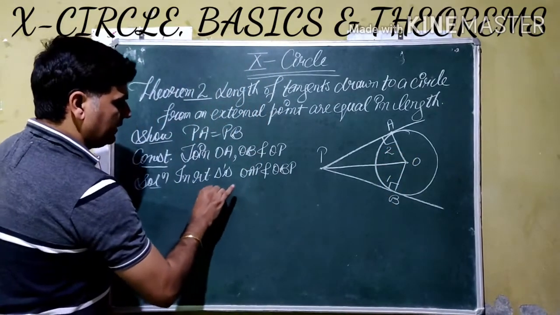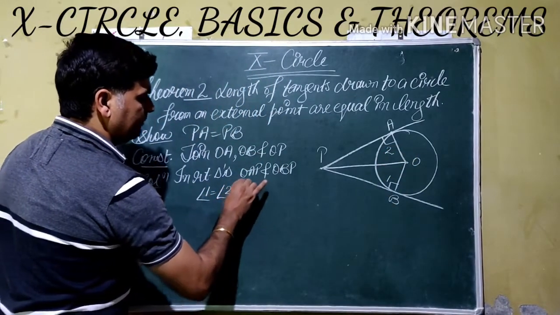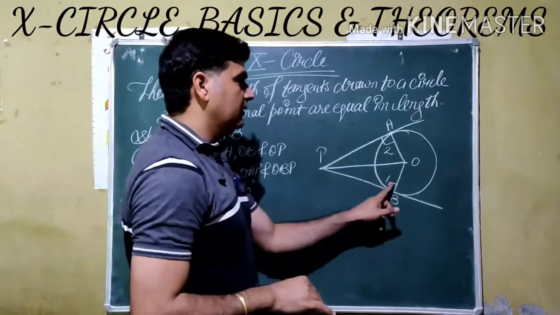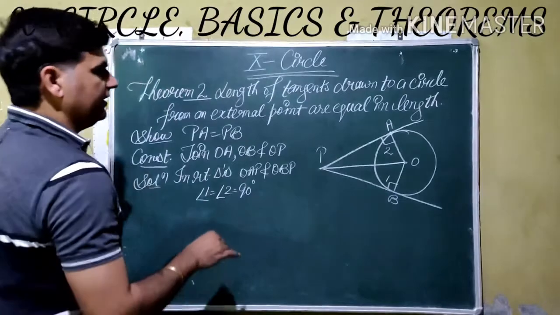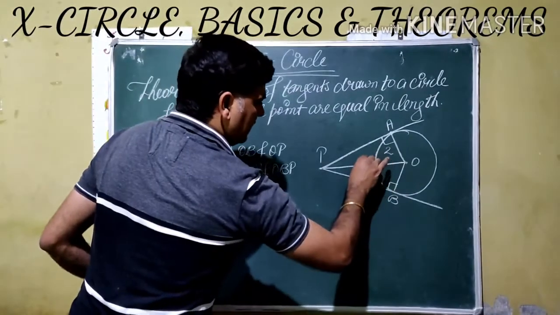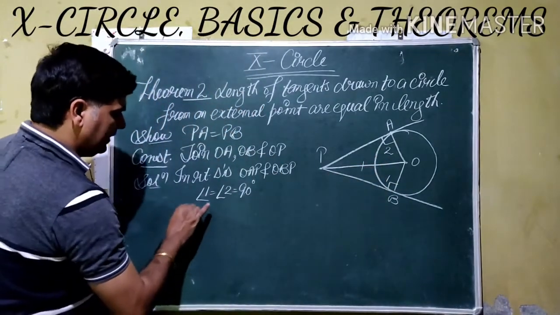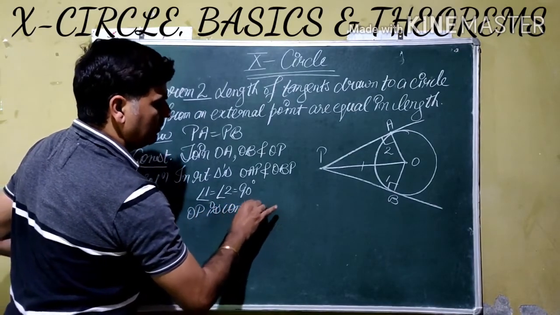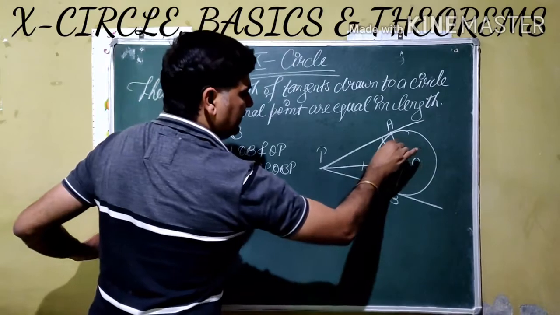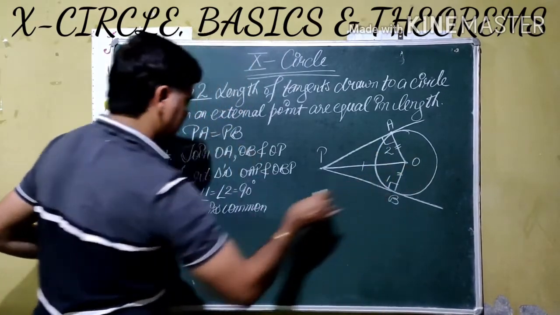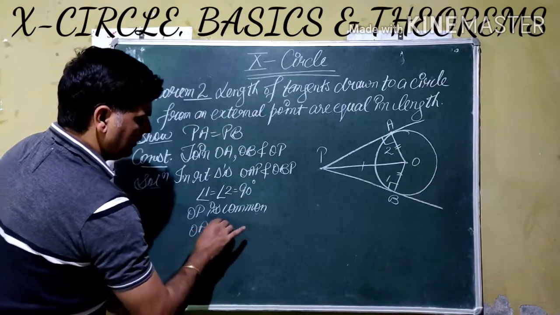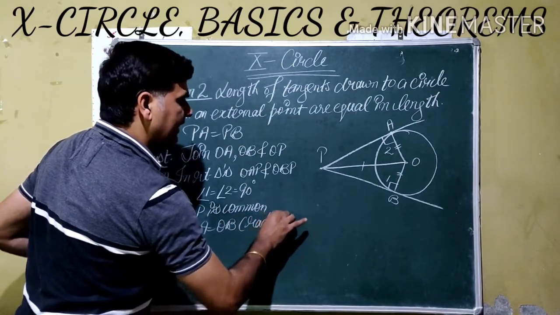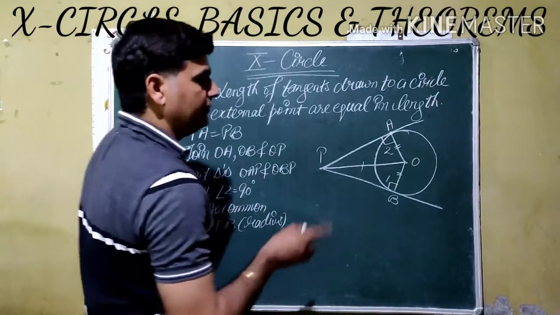Here, for the first component, the angles are the same. Why? Because each angle is 90 degrees. So one component we get is the right angle. Second, if you see here, this is the common side. OP is common. We get one side now. If you see here, these lengths OA and OB are radii, so OA is equal to OB. These are radii. Here we are getting the concept of two sides with one angle.